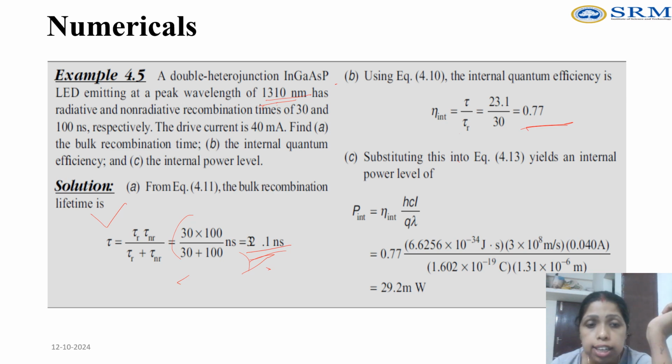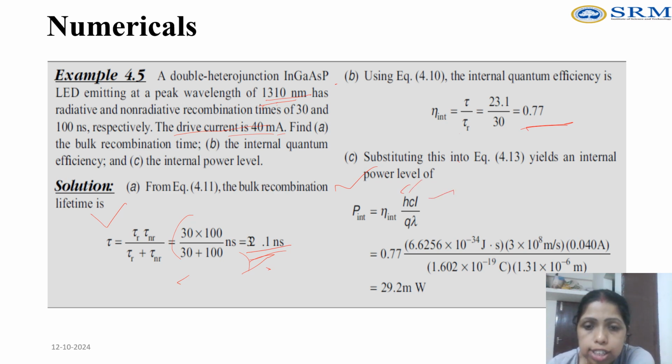Third is the internal optical power. Again if you recall the formula, the P internal is equal to eta internal into h c I by q lambda. Okay, it's I by q lambda. The driver current is 40 milliampere, that is given. So instead of I, I have to put 40 milliampere.